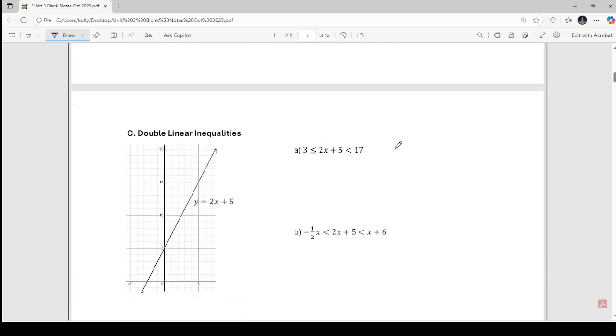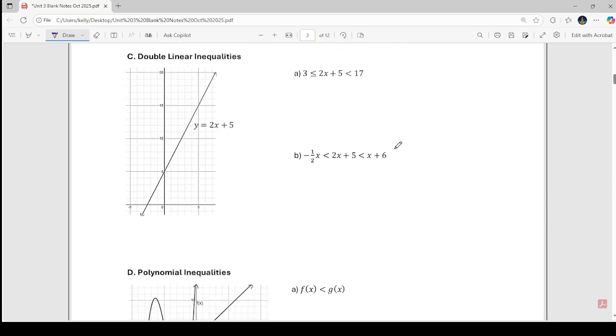All right, what about double linear inequalities? So a double linear inequality is when you see a linear expression sandwiched between two inequality symbols. I've graphed the linear expression 2x plus 5. When is this expression between 3 and 17? So draw a line at y equals 3 and y equals 17. And you can see that the y values of 2x plus 5 are between 3 and 17.